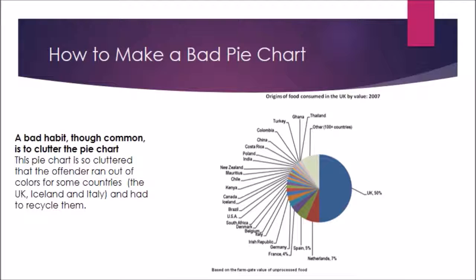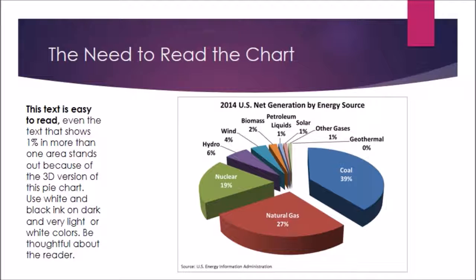Origins of food consumed in the U.S. by value, 2007, based on the farm gate value of unprocessed foods. There's not enough information in the chart. Maybe it's in the text that we're reading and it refers to the chart, but still, I would argue it's just a chart.